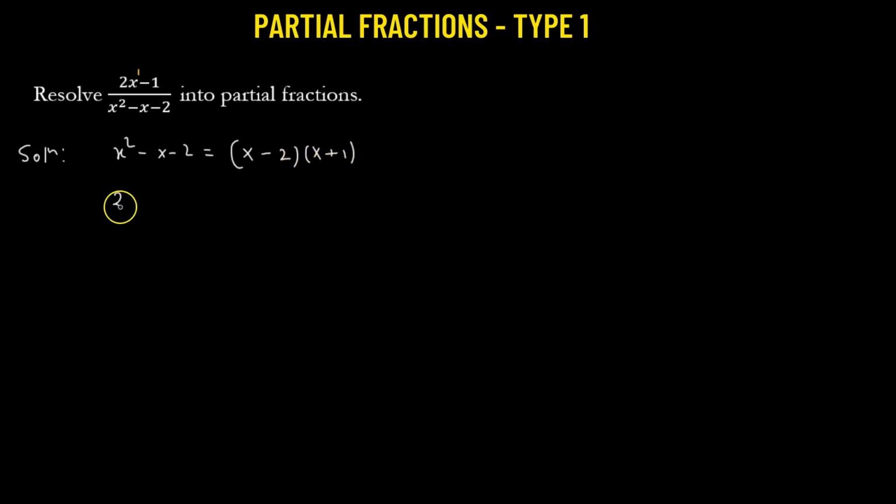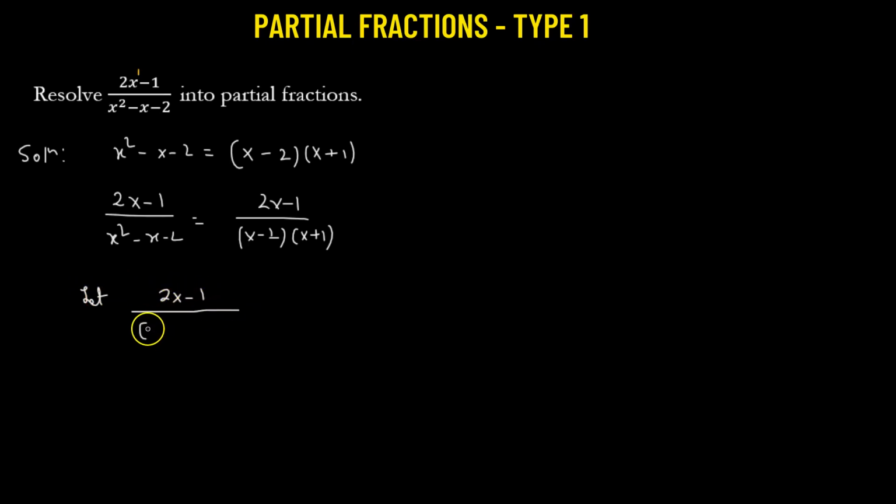So that means we can rewrite our given rational fraction, 2x minus 1 divided by x squared minus x minus 2, as 2x minus 1 divided by x minus 2 multiplied by x plus 1. The whole reason we're doing this is so that we can let 2x minus 1 divided by x minus 2 multiplied by x plus 1 be expressed as the sum of two partial fractions, which is A over x minus 2 plus B over x plus 1. So our task in this problem is to obtain the values of A and B.